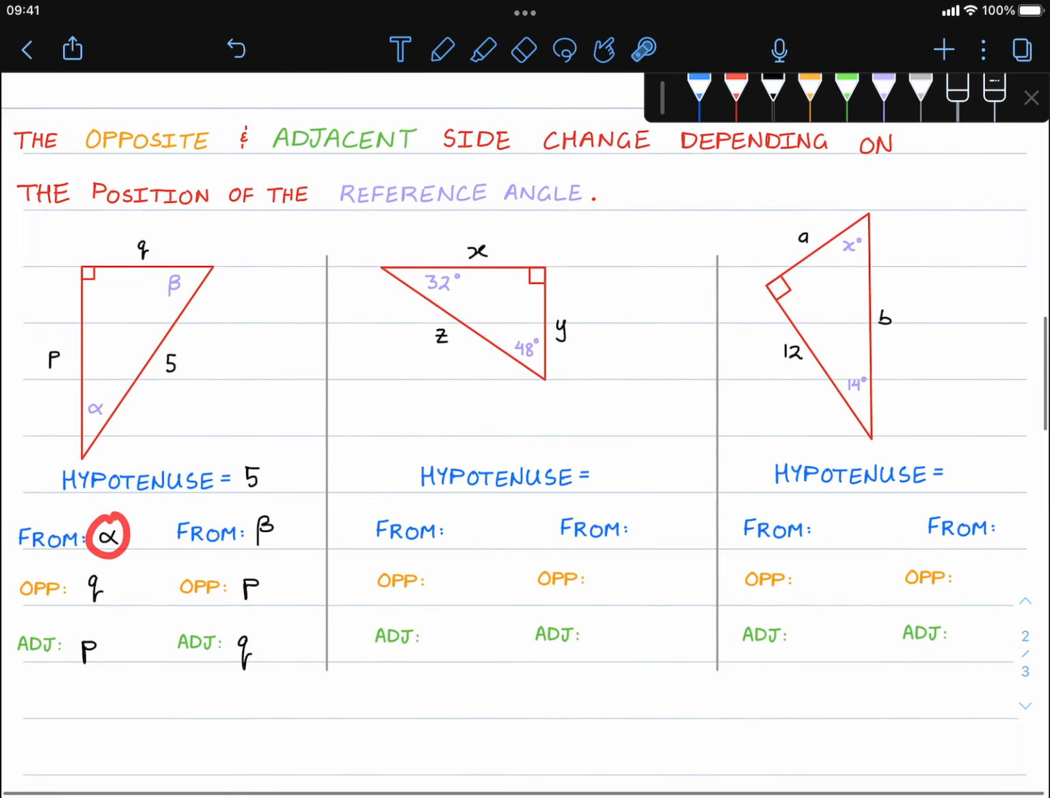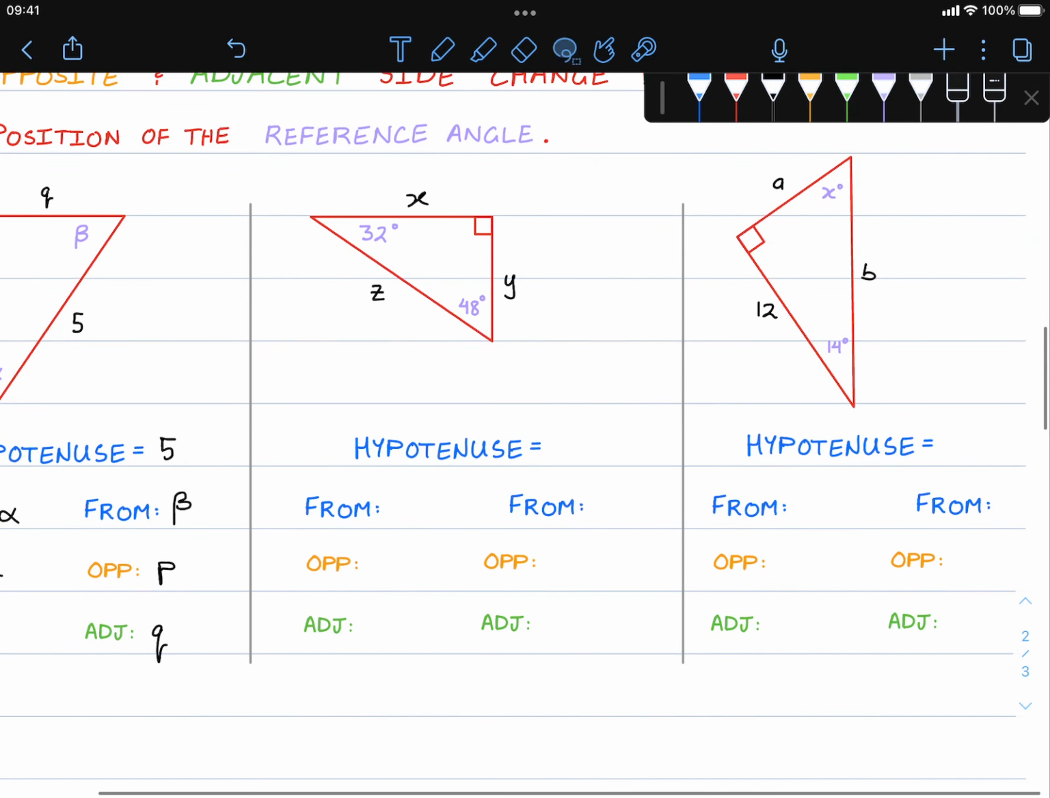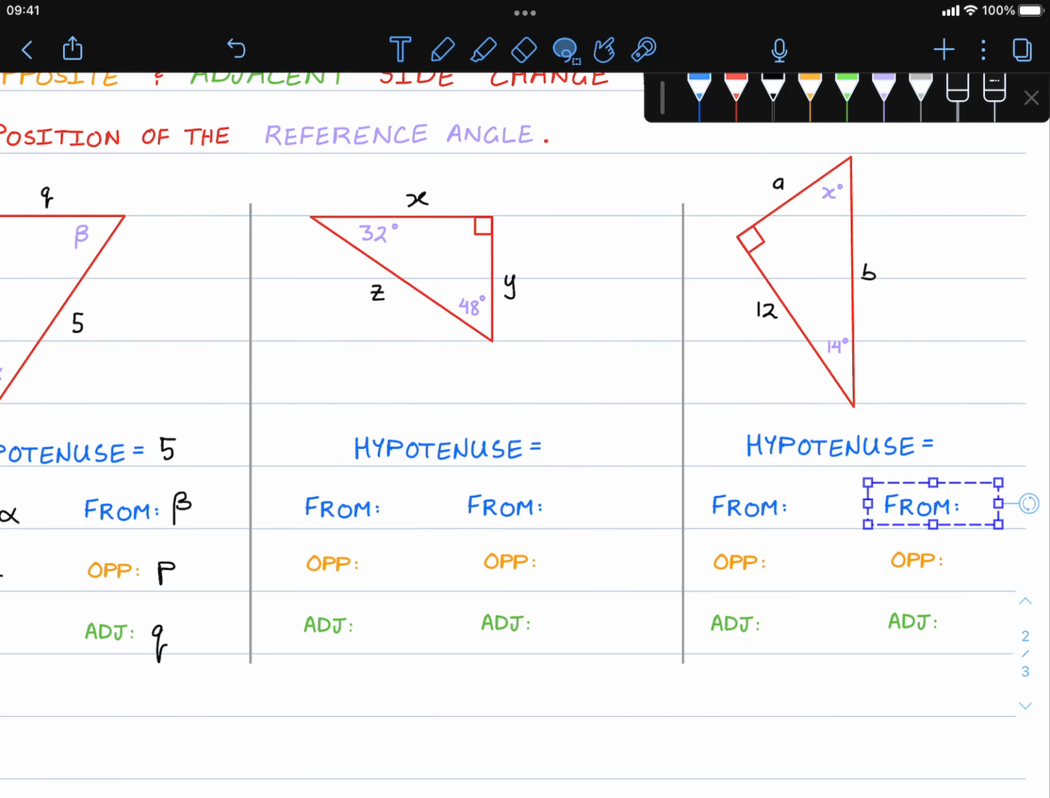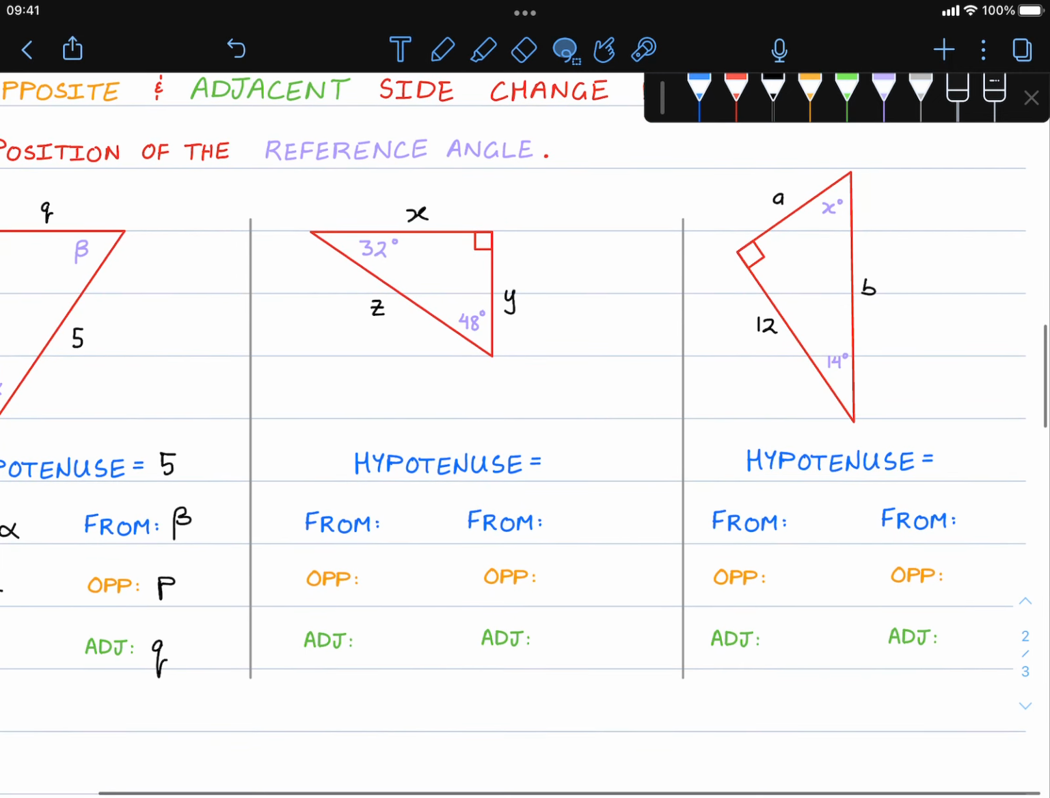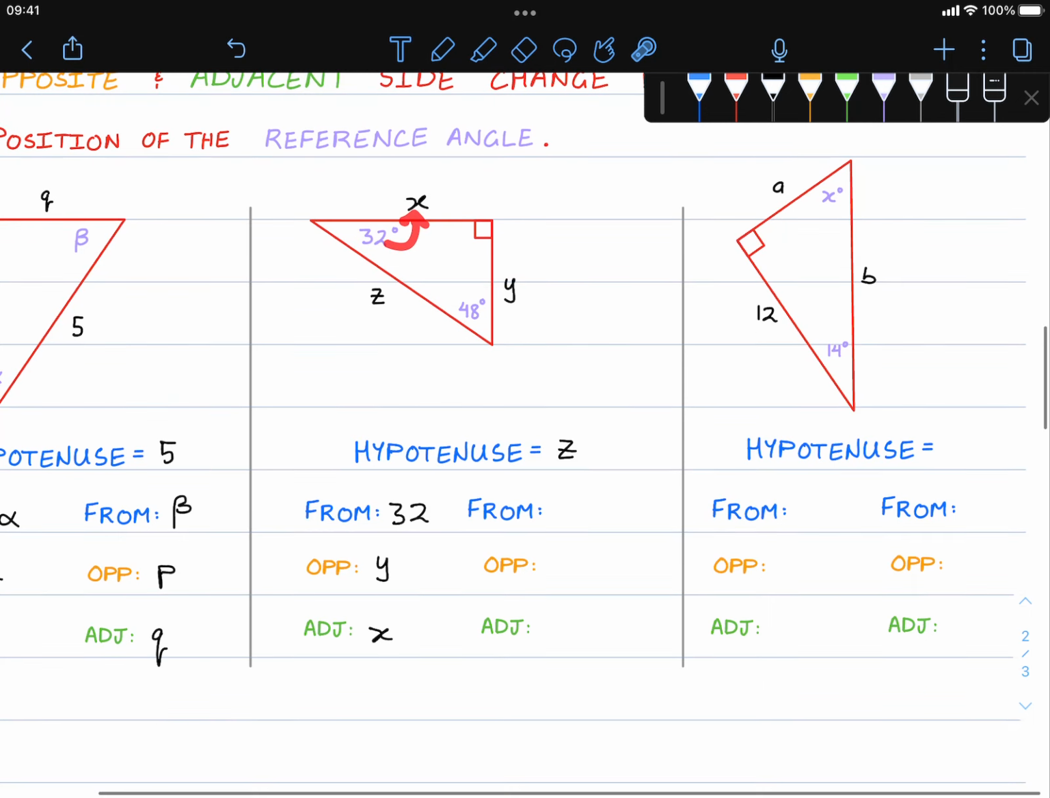Okay, so go ahead, you can pause the video and give this a go. Answer the last two here. So let's answer these right about now. In this triangle, we have a 90 degrees pointed to the hypotenuse. So the hypotenuse here is Z. And from the angle 32, Y is opposite and X is adjacent. Y is opposite because it's furthest away, and X is adjacent.